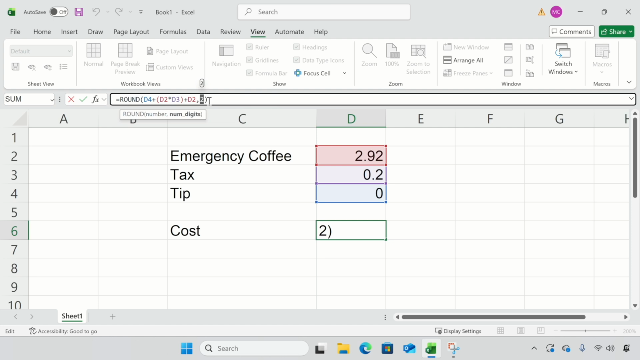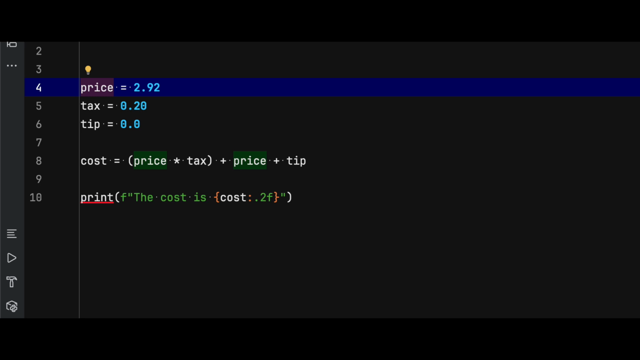Let's look at the formula. We round to 2 decimals. Add the tip, add the tax, add the base price. A perfectly simple expression. And yes, here's the exact same logic in Python. Friendly. And unlike Excel, nothing breaks because someone dragged a cell too far to the right.